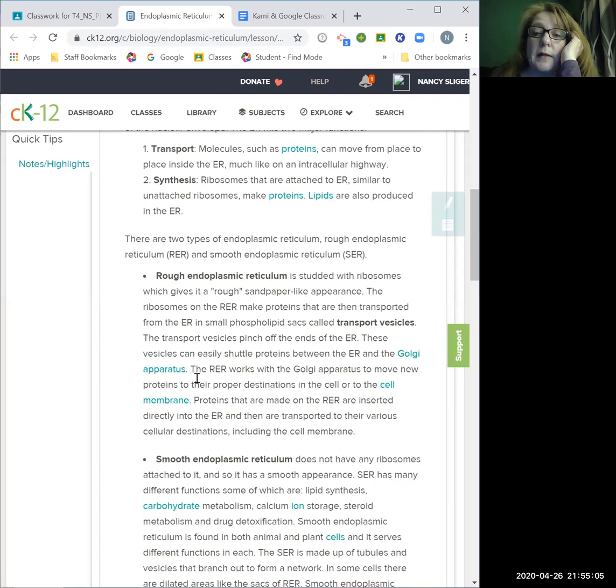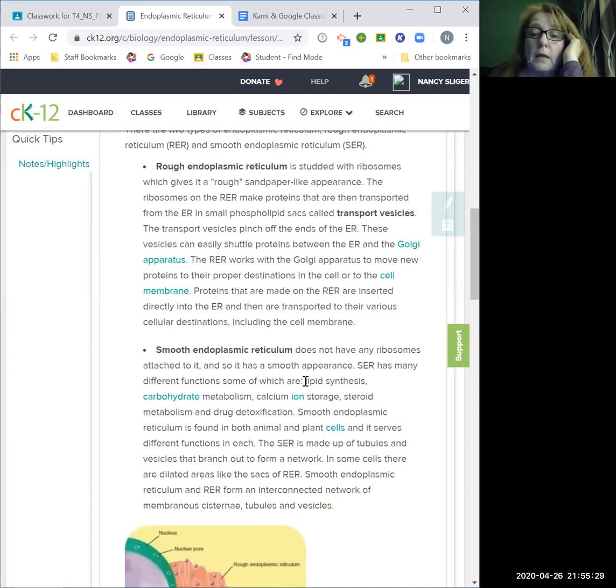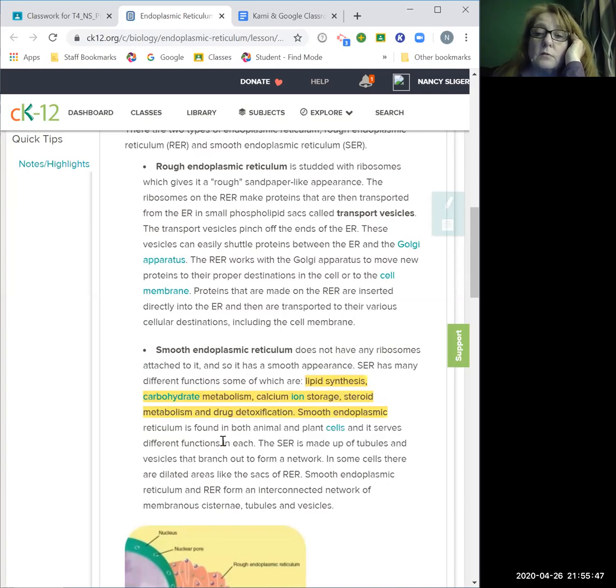Two functions of the endoplasmic reticulum. It creates transport vesicles, and it helps to move proteins to their proper destinations. Functions of the smooth ER. They may synthesize lipids, which are like fats, metabolize carbohydrates, store calcium ions, steroid metabolism, and drug detoxification. So there's several different things that smooth ER can do.